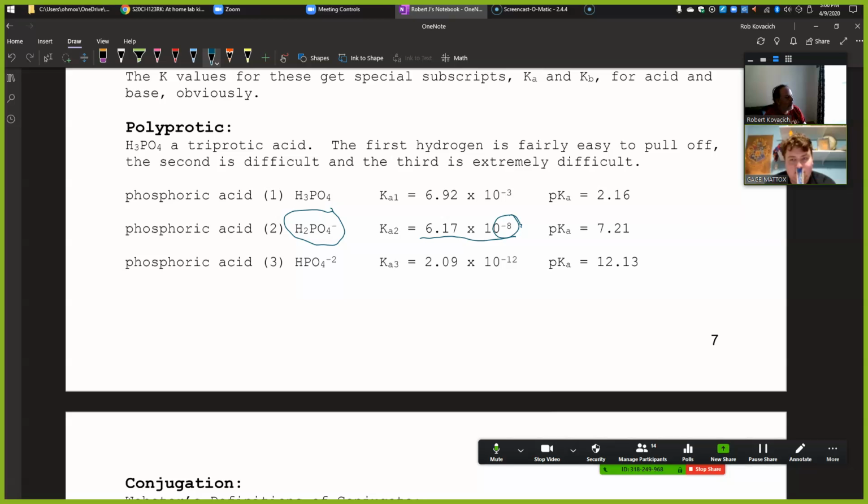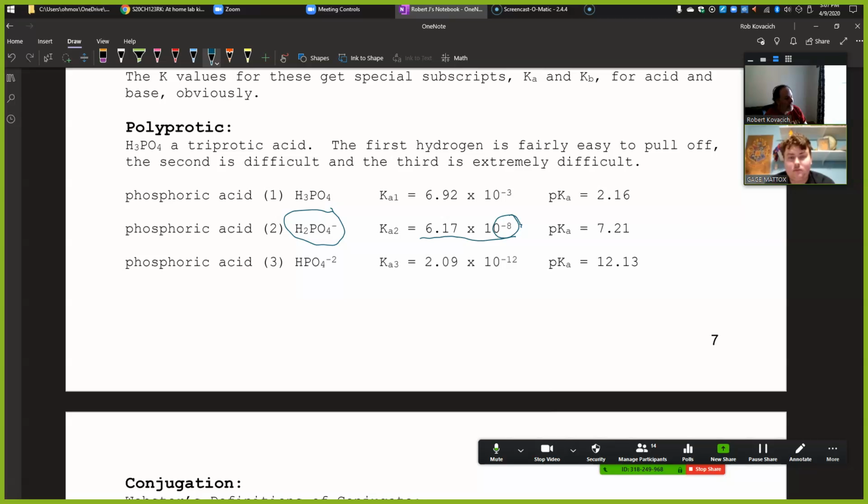The first H I pull off, I'm pulling it off of a neutral molecule, a molecule of no charge. The second H I'm trying to pull off, I'm trying to pull a positive off a negatively charged polyatomic ion. So something that's negatively charged doesn't want to give away things that are positive. So it's 10,000 plus times harder to do that.